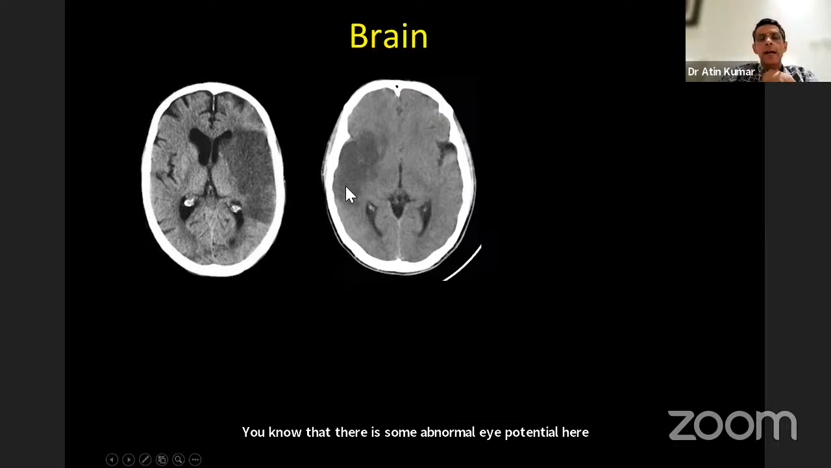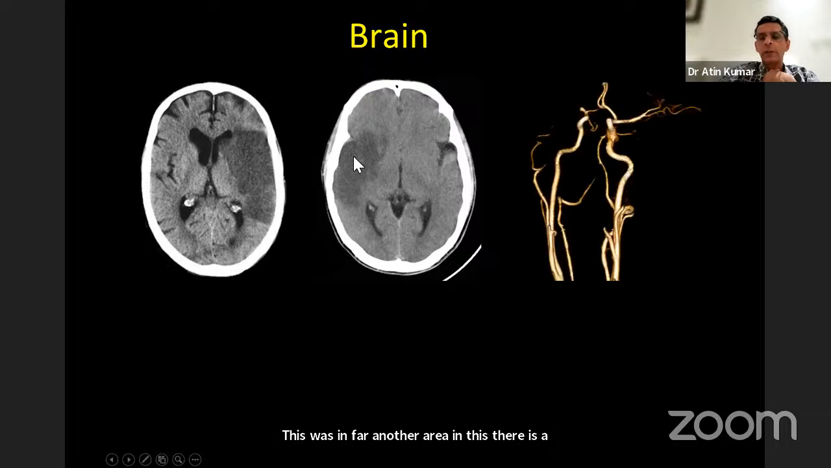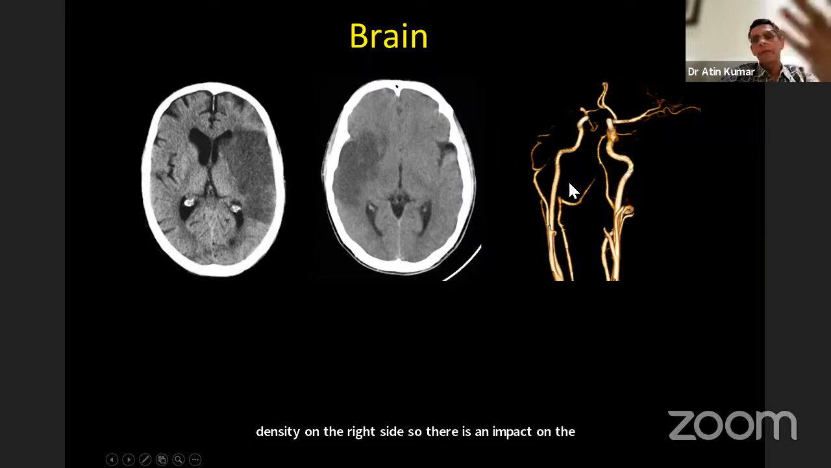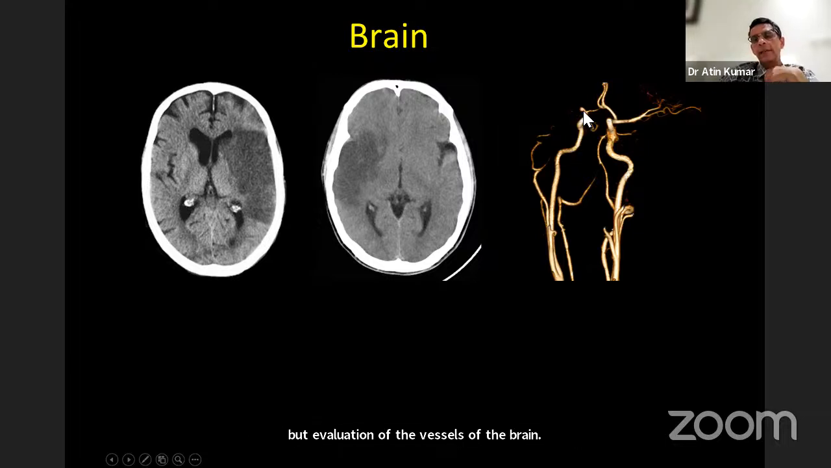This was infarct. Another area in this, there is a hypodensity on the right side, so there is an infarct on the right side. MR angiography is nothing but evaluation of the vessels of the brain. We have done an MR arteriogram. We can see this is the ICA which is getting occluded here. So the right MCA is not visualized and there is a right MCA territory infarct.